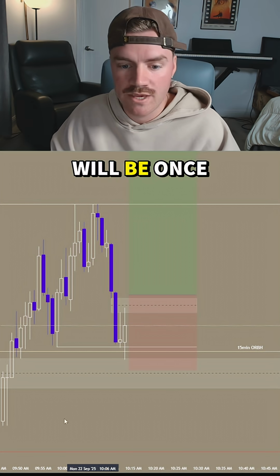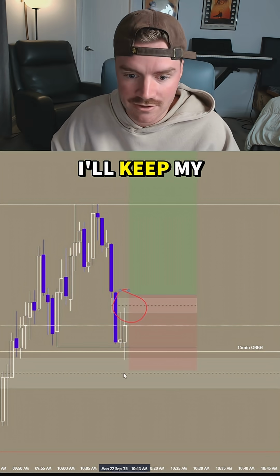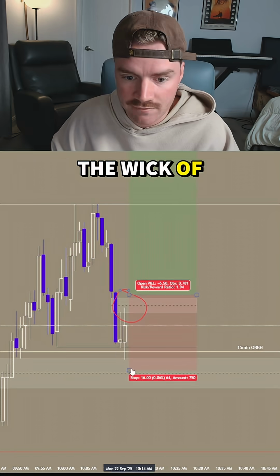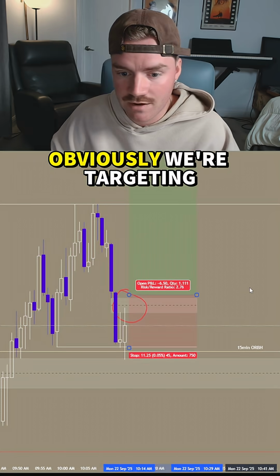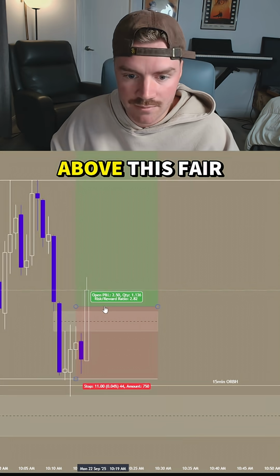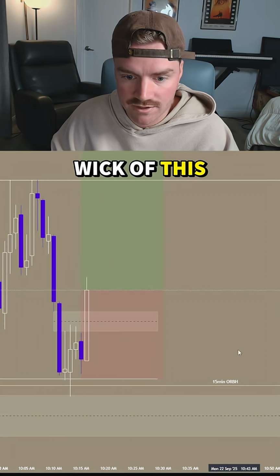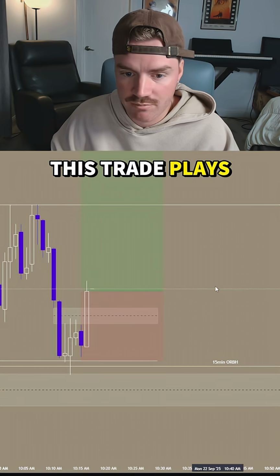So my entry will be once we get a close above with the body of a candle above this fair value gap, and then I'll keep my stop loss below the wick of this IFVG candle, and then obviously we're targeting these highs. So right here I see a close above with the body above this fair value gap, so now I'm going to have my entry there, keeping my stop loss below the wick of this IFVG, and watch how this trade plays out here.